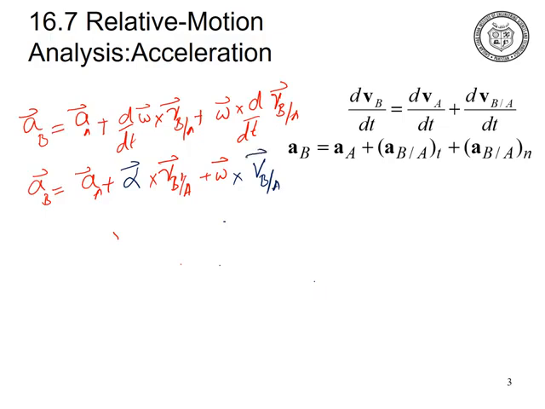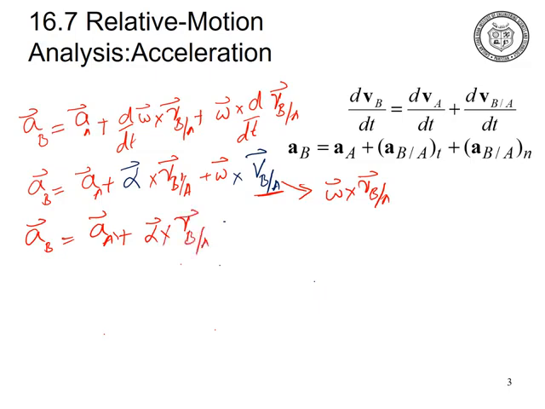In the previous lecture we also wrote that the velocity of particle B with respect to A is omega cross R B with respect to A. By substituting this, the equation becomes alpha cross R B with respect to A plus omega cross omega cross R B with respect to A. So this is the acceleration equation for the general plane motion of the rigid body.